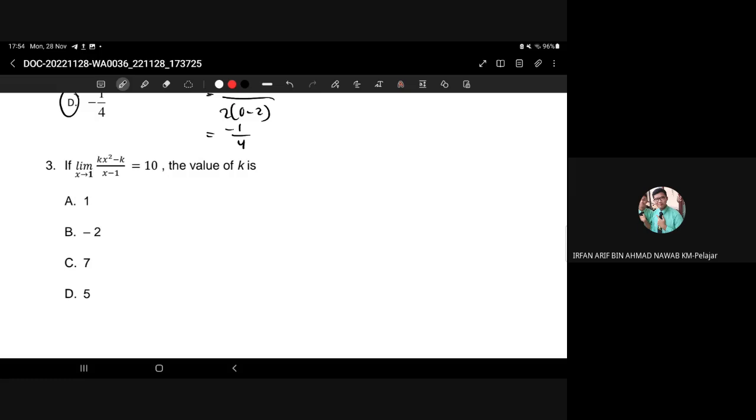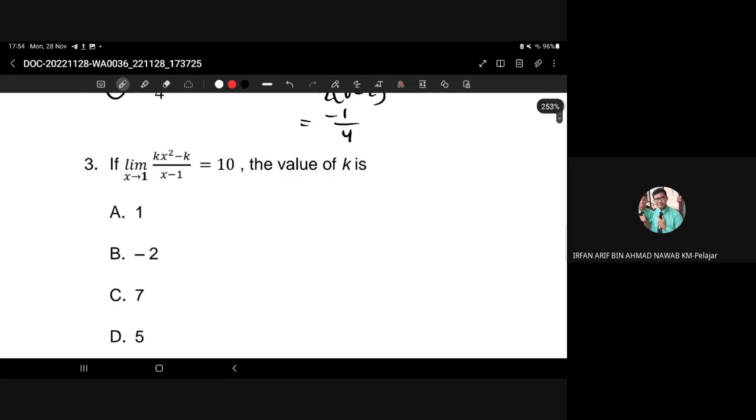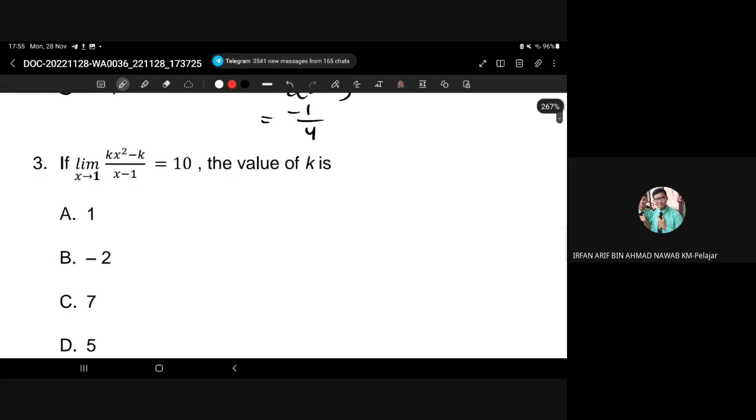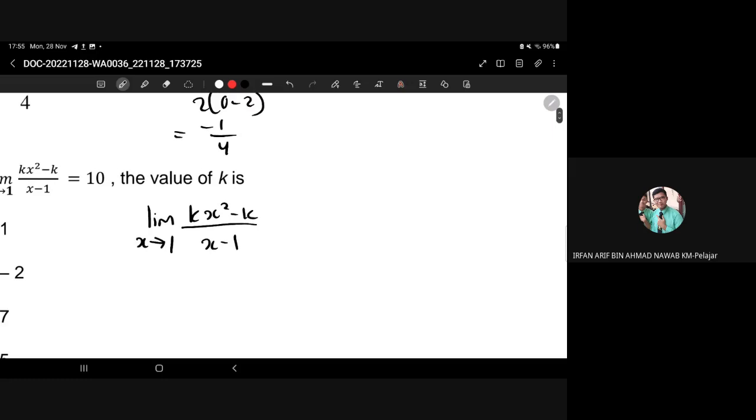Okay, so this question is really, well, it's nice. So if they give us this limit, the value of k is, okay, so how do we find k? And that's the question, which is really interesting. Limit as x approaches 1. Okay, we write down this here. Okay, let's simplify this. Let me write down equal to 10.